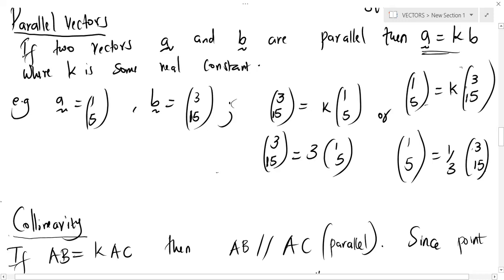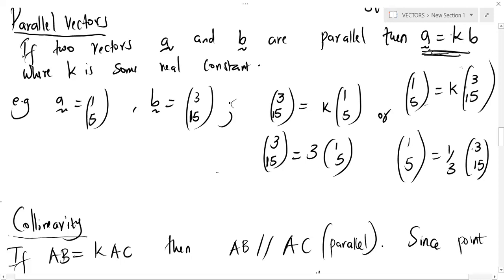Yes. So if we choose our K to be a third, let's see how that plays out. If you multiply a third by 3 here, you get 1. If you multiply a third by 15 here, you get 5. So yes, we can write them in the form A is equal to KB or B is equal to KB. Then the vectors are parallel.